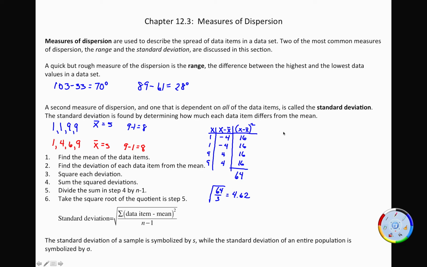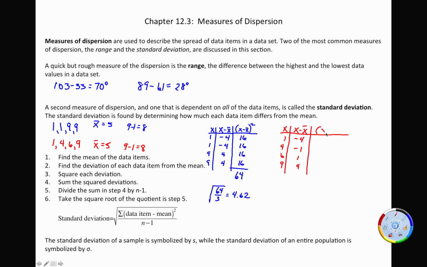Okay, let's do the same thing for our other set of data. First of all, I need a table where all of my data items can be listed individually. Then I'm going to find their deviation from the mean, how far each one is from the mean, since my mean is 5. 1 minus 5 is negative 4. 4 minus 5 is negative 1. 6 minus 5 is positive 1. 9 minus 5 is 4. Notice again, if I added them up, I'd get 0.